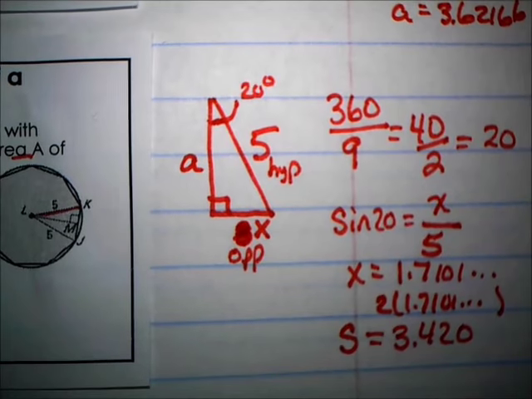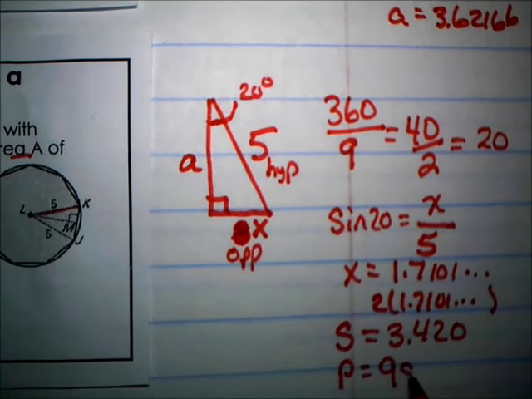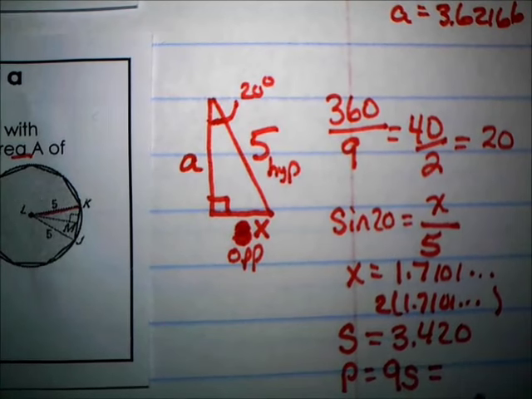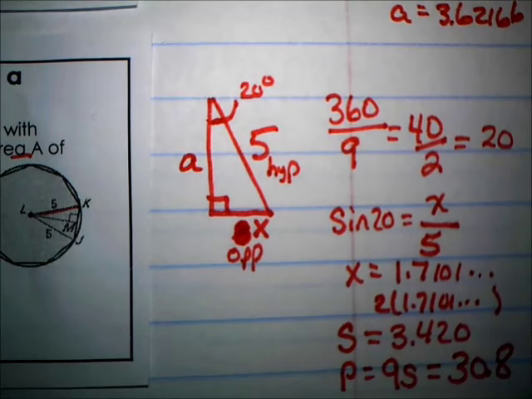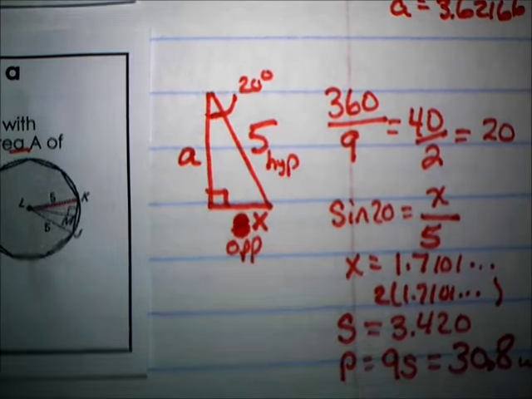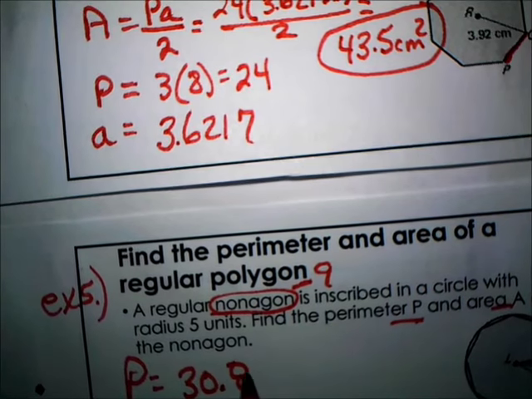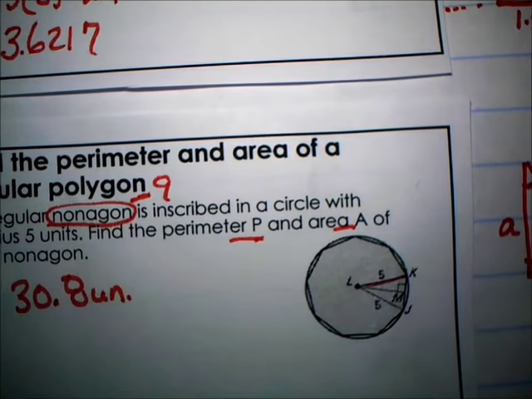To find the perimeter, I'm now going to take that number and multiply it times 9. I put an S there, meaning that number in my calculator, I'm going to multiply it times 9. And that means my perimeter is 30.8 units. That answers one of my questions. The perimeter is 30.8 units long. Now realize I'm keeping that in my calculator. I don't want to lose it.